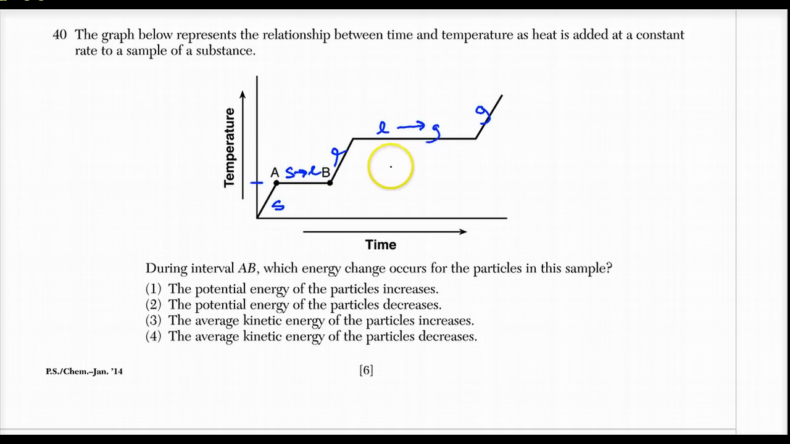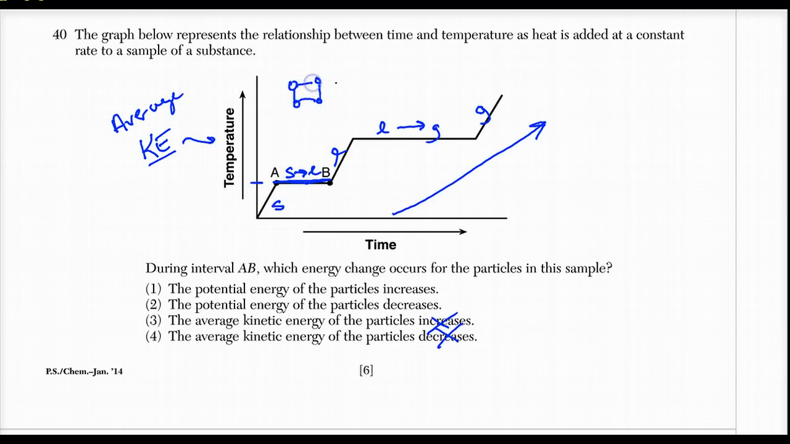Okay, so during interval AB, which is right here, we know that the kinetic energy, which is the same thing as temperature, the average kinetic energy, I should say, is staying constant. Okay, so the average kinetic energy increases? No. Average kinetic energy decreases? No. It stays constant because the kinetic energy, or the thermal energy, is being converted to potential energy at the phase changes. So the kinetic stays constant, but the potential increases. So as we add energy to a system, the potential always increases, and especially at the phase change, because a solid who is in a fixed position has less potential for movement than a liquid who can move independently out of a crystal lattice.